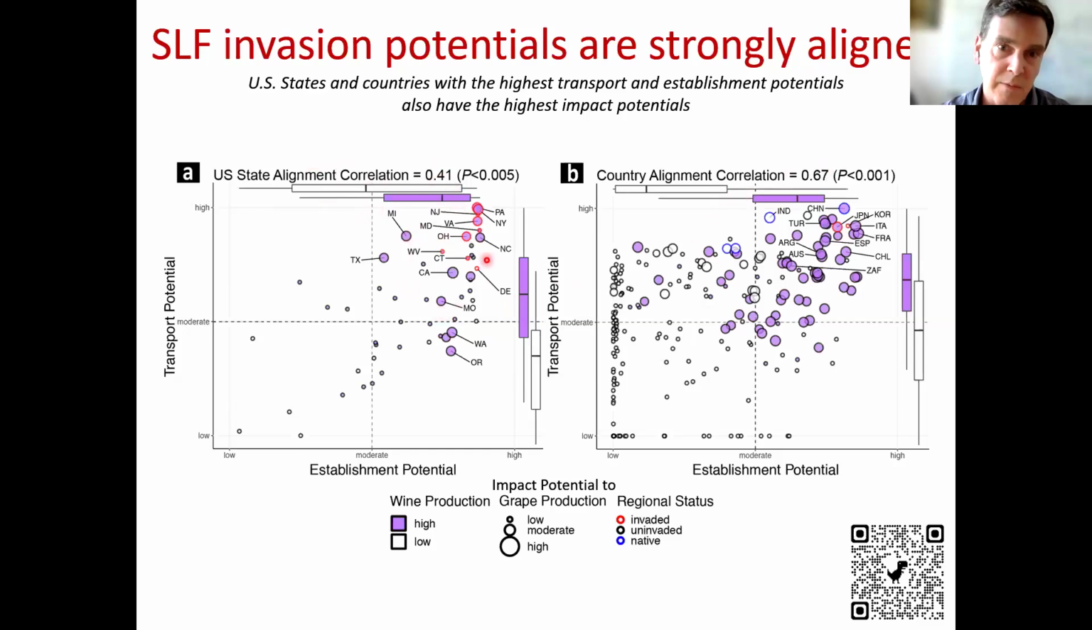So basically, if you look on this top right quadrant, if you see big circles, that means that that's the area that has the highest establishment and transport potential. That's also the area that produces a lot of wine, if it's purple, or produces a lot of grapes, if it's a larger point size. And so you can see then visually sort of what's going on here for a stakeholder.